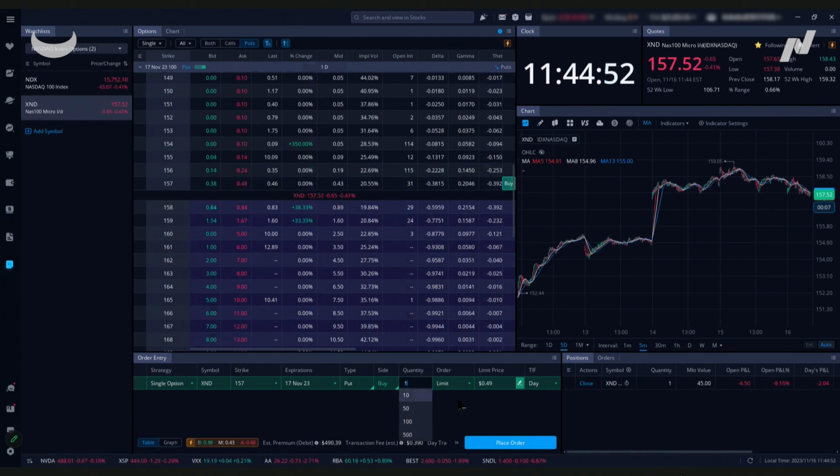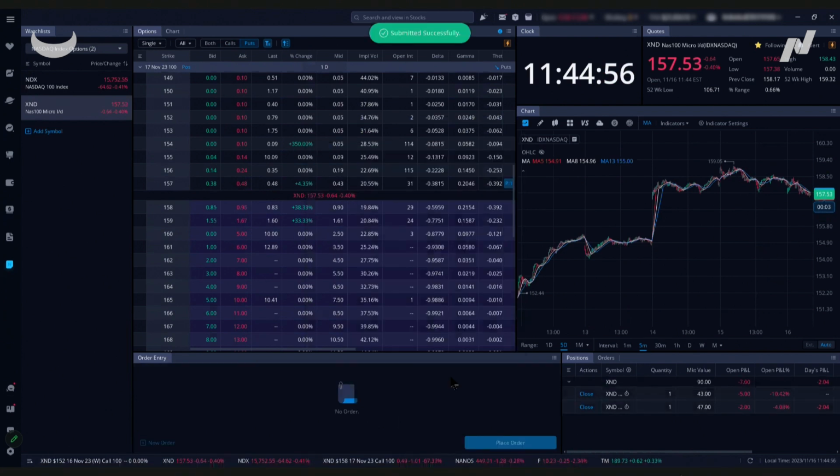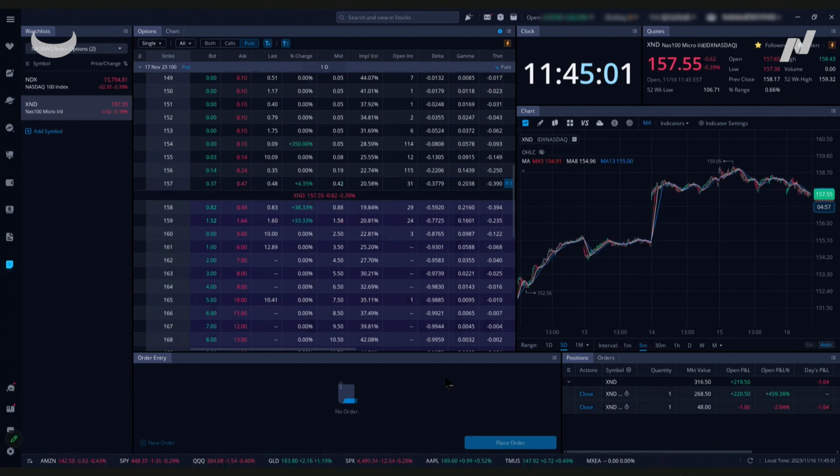By clicking on the ask, I can pre-populate an order entry ticket. I will buy one contract at a limit price of 49 cents. The order's been filled. You can now see the position in the Positions Monitor tab.